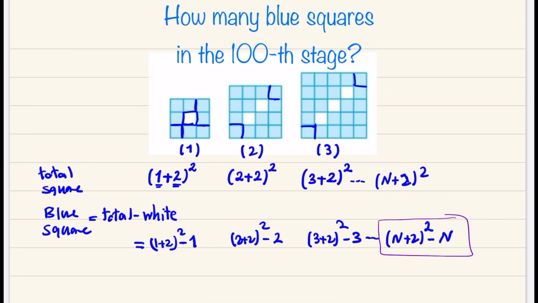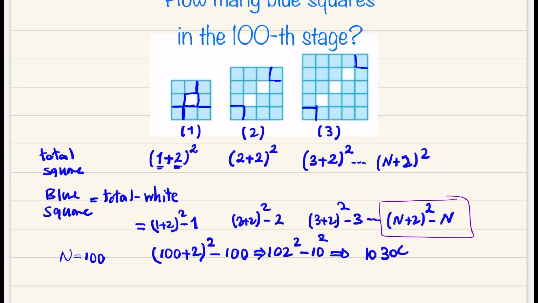And if I replace n with 100 in the formula, we will have 100 plus 2 squared minus 100, and this will be equal to 102 squared minus 100. And if you calculate this, it will be this one, I guess, the final answer.